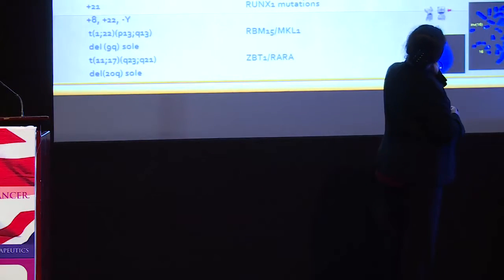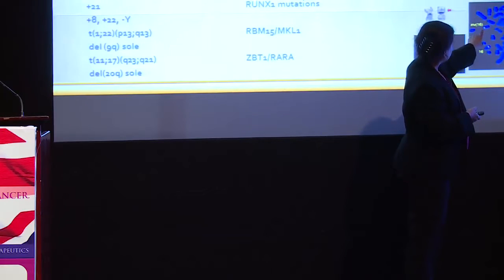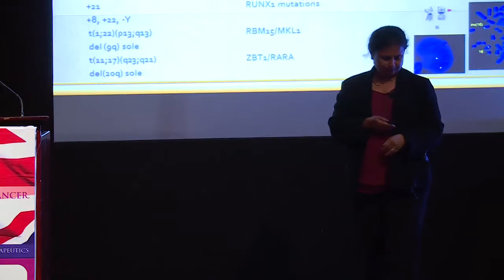We already spoke about the deletion. This is the fusion. And this is the example of the break apart where you can see in a normal 16, you have 1 fusion. But because of the inversion and the separation, you see the separation of the signals.